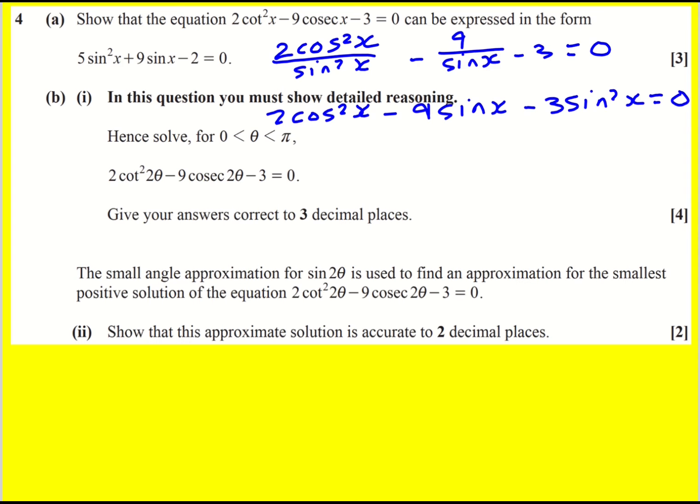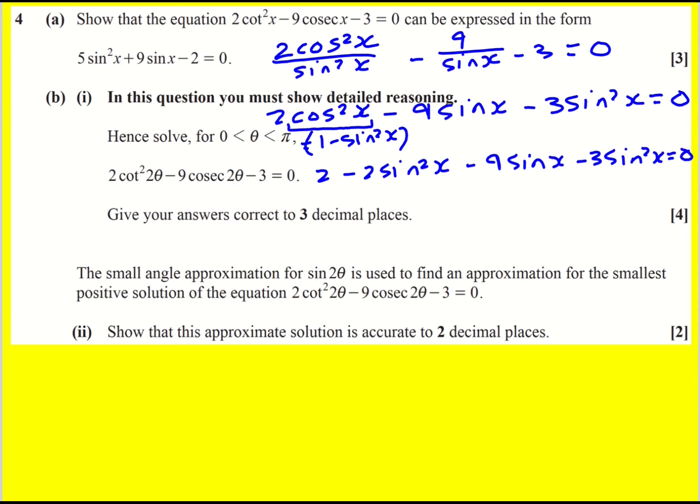We're getting there now. We've got sine x and sine squared x. We've just got this cos squared x as well, which I need to deal with. But remember, sine squared plus cos squared is 1. So cos squared is 1 minus sine squared. And that will become, when I expand the bracket, 2 minus 2 sine squared x minus 9 sine x minus 3 sine squared x equals 0.